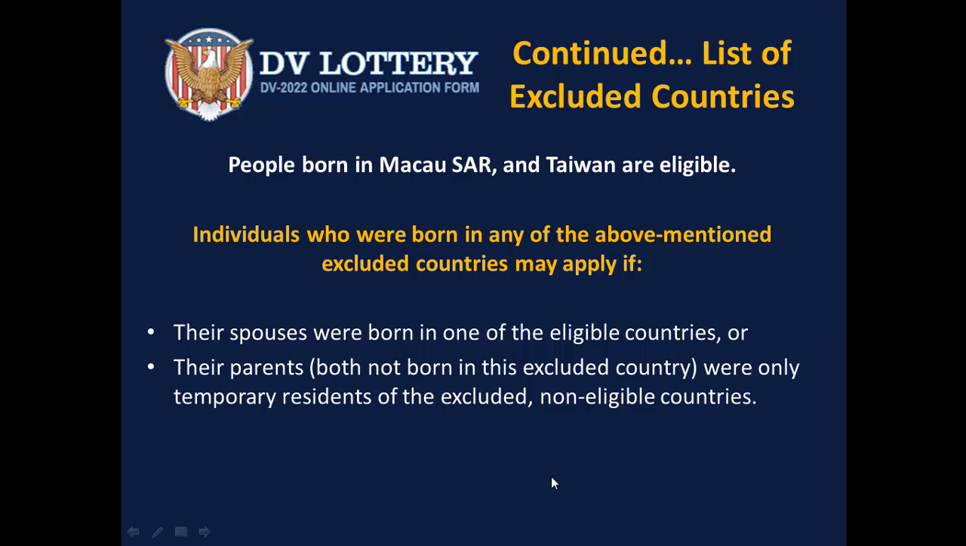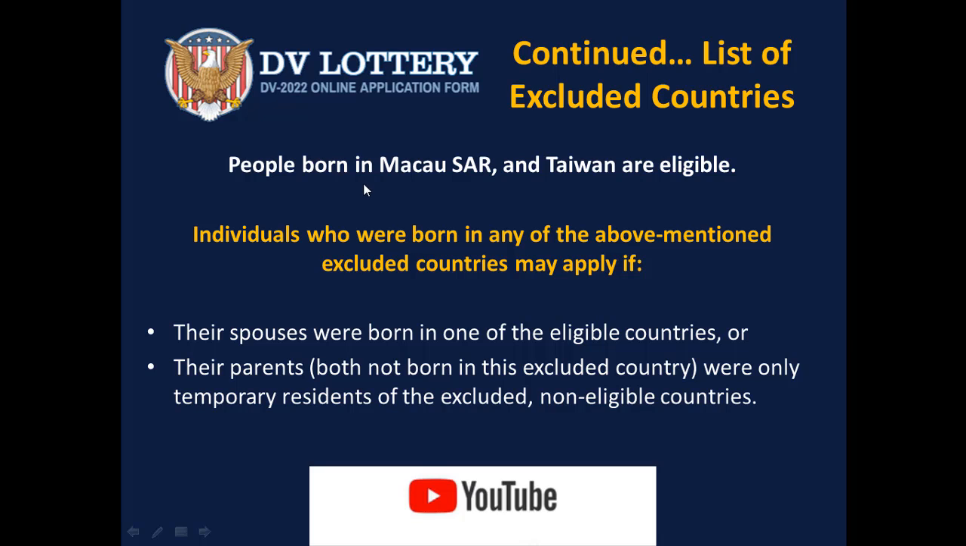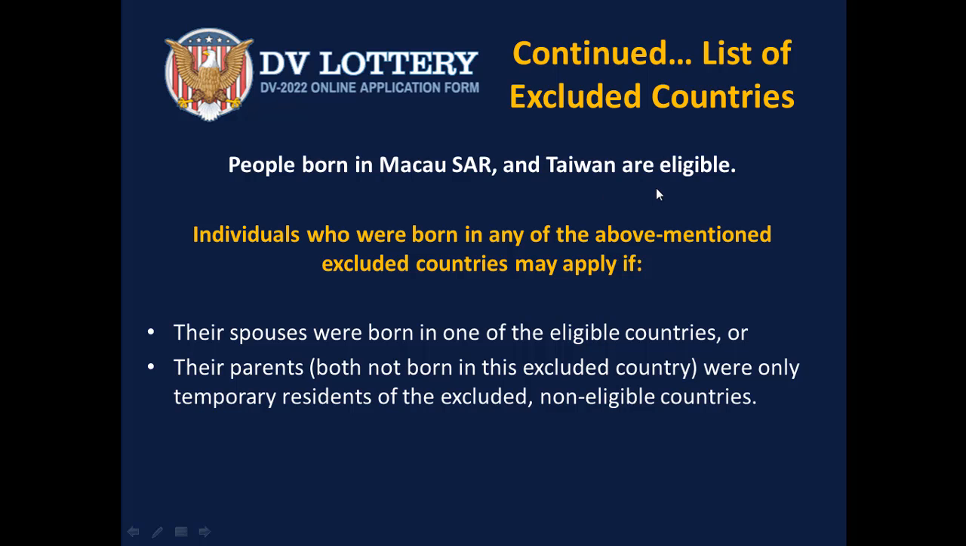So, to continue the list of excluded countries: people born in Macau SAR and Taiwan are eligible. So people of these two territories can apply for the DV lottery in 2020 for entrance in 2022. Individuals who were born in any of the above-mentioned excluded countries may also apply if there are some criteria for those people as well.